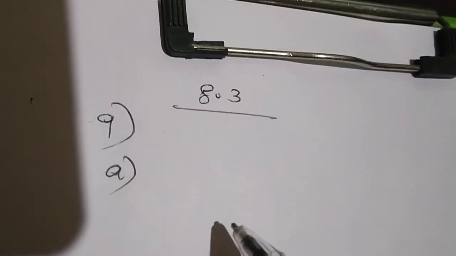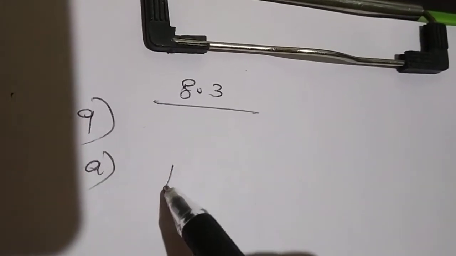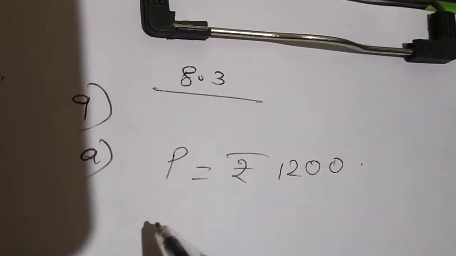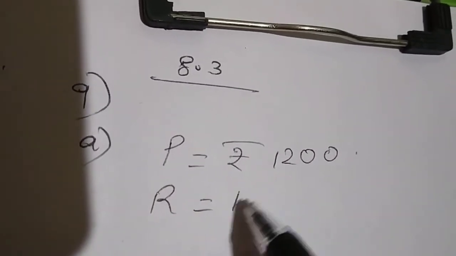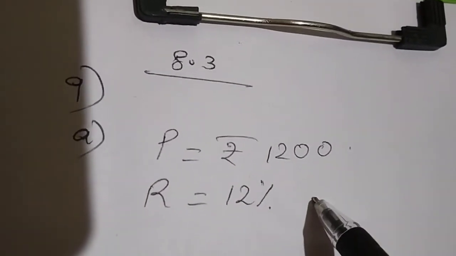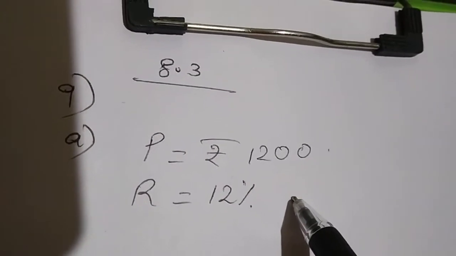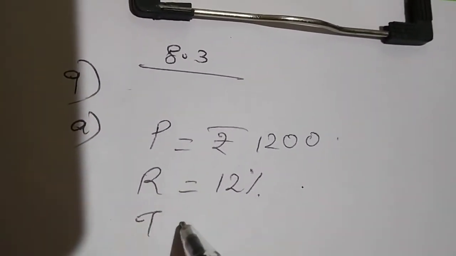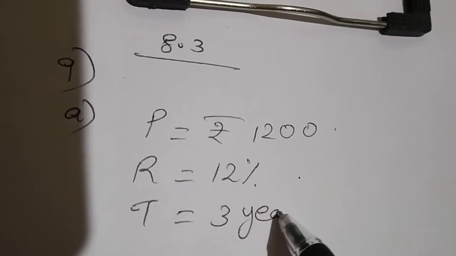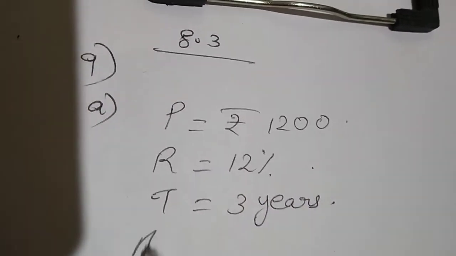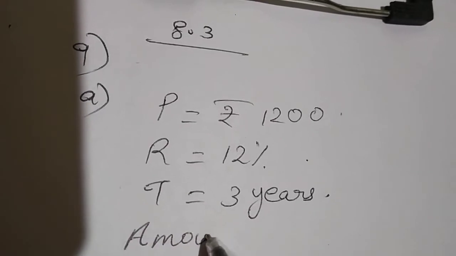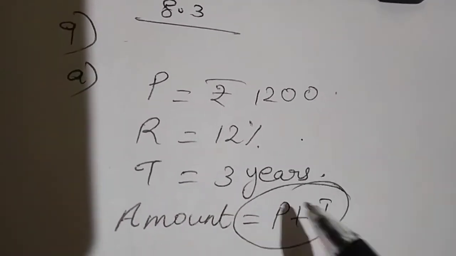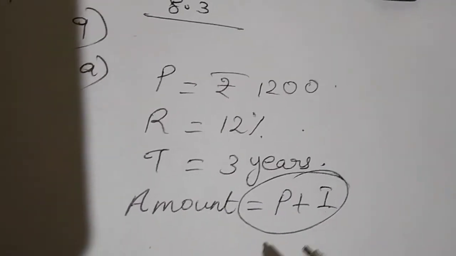Now we can solve the first question. Principal is given, that is rupees 1200, and rate is also given, that is 12% per annum. Then find the amount to be paid at the end of 3 years. So T is equal to 3 years. We have to find amount. Amount is equal to principal and interest. We have to add both these money.